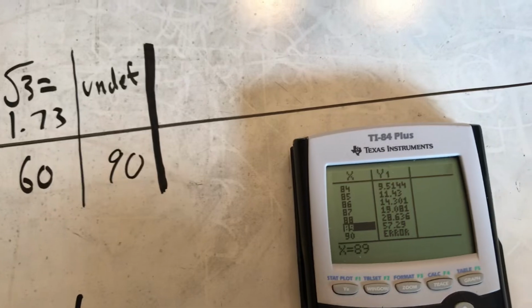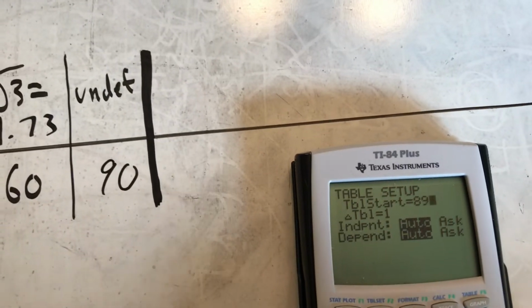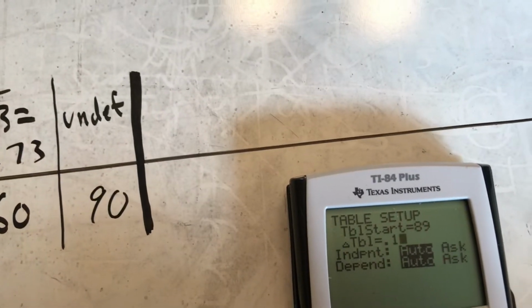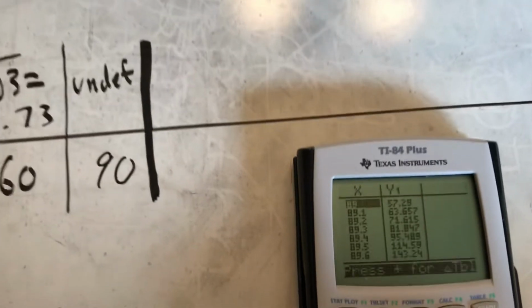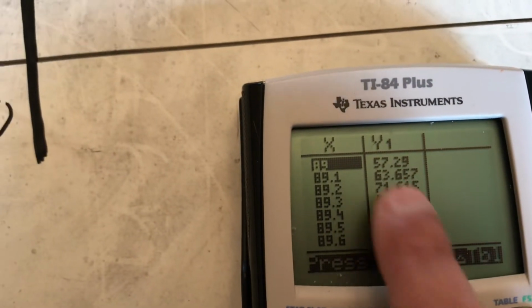I'm going to go back to my table setup here, and I'm going to look at values very close to 90. I'm going to go in at 89, and I'm going to change the step in the table to 0.1, okay? And I'm going to come back here and take a look at the table again. So here we are at 89, okay? So the tangent value is almost 60 there.